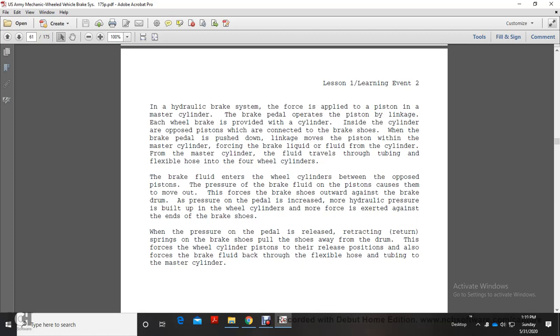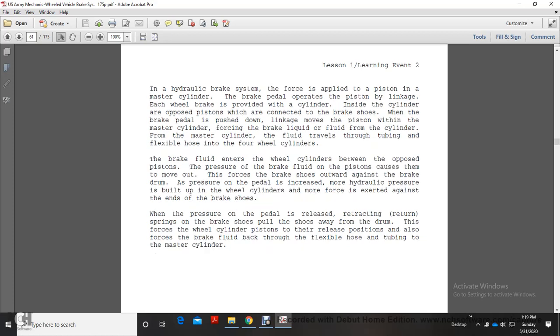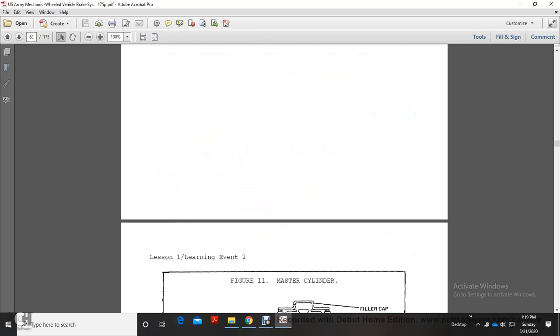When the pressure on the pedal is relieved, the retracting return spring of the brake shoe pulls the shoes away from the drum. This forces the wheel cylinder pistons to release position, also forcing the brake fluid back through the flexible hose and tubing to the master cylinder.